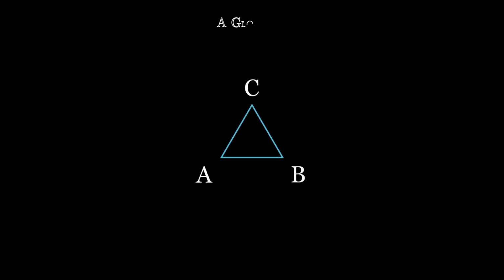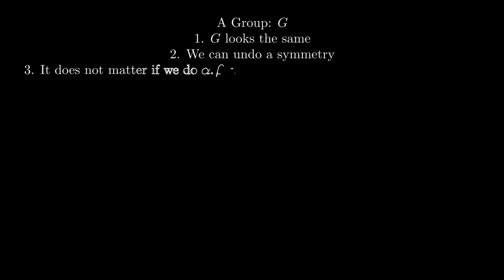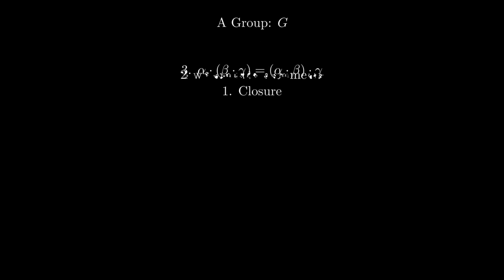Saying that an object will look the same after such a transformation is vital. Also, there should be some way to undo the symmetry. And it does not matter if we apply two symmetries and then another, or first one symmetry and then two others. These three properties are actually all that the formal mathematics in the definition of a group mean. These rules make more intuitive sense when we have started from considering the symmetries of geometric objects and what properties should hold for these symmetries.